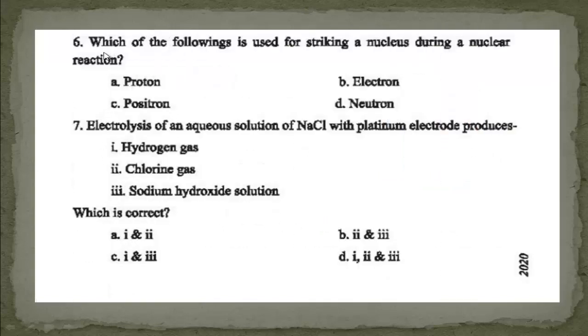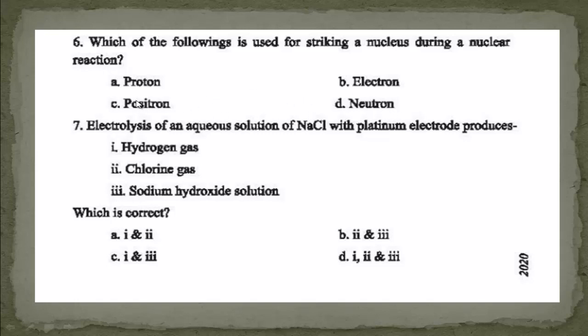Now follow the 6 number MCQ. Which of the following is used for striking a nucleus during a nuclear reaction? Yes, you have seen that in nuclear reaction atoms are bombarded using neutrons, isn't it? Here you can ask me, why is only neutron used here for bombarding? Why not proton or electron?